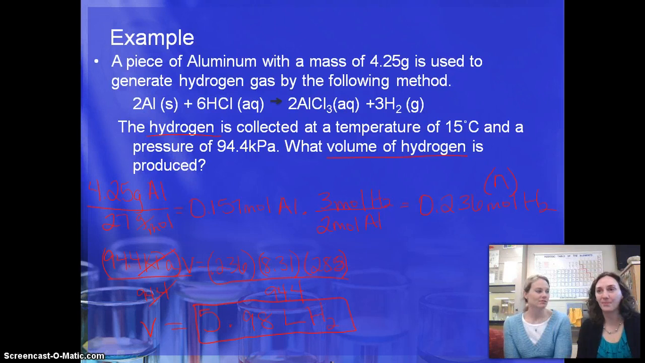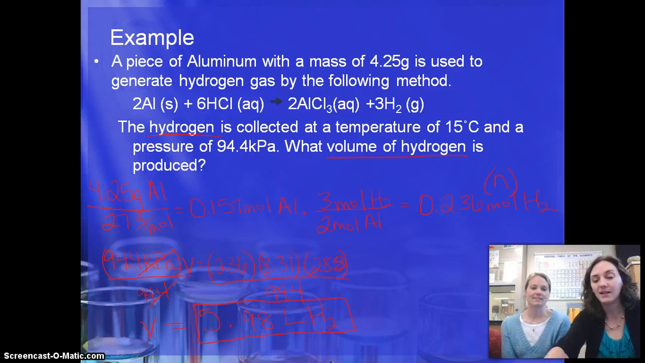Gram to mole, mole to mole, put it into PV = nRT. Three steps. Very easy. You can do this. We'll practice in class. Yay!